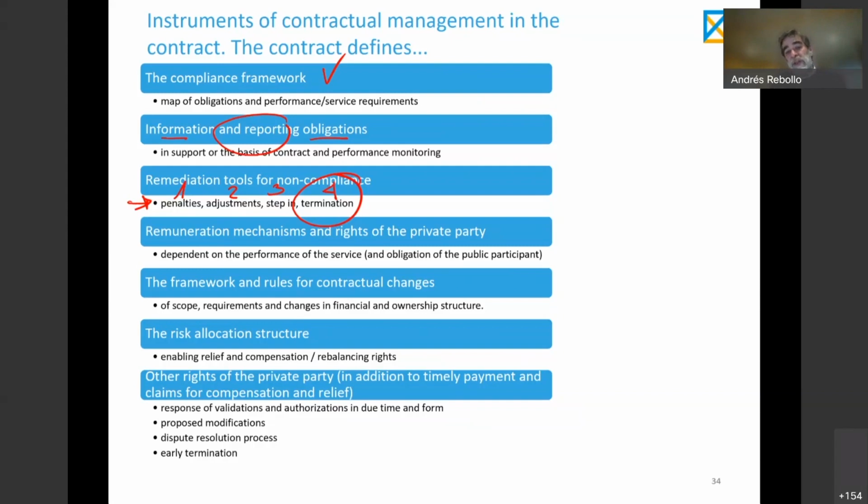The private party should have the right to go to a dispute resolution board to try to solve disputes before going to courts, and other rights, of course, to cover the right to receive compensation in case of early termination, depending on the type of reason or cause of the termination, whether unilateral, force majeure, or by default of the procurement authority, or by default of the private party itself. So basically, these are the things that we should control that are in place in the contract to allow the contract to act as a proper framework for contract management.